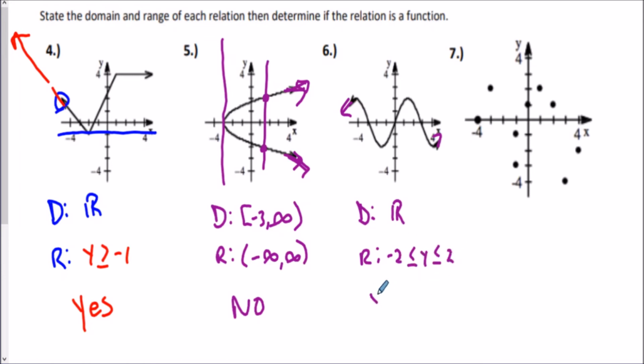This one is a function because there's no spot where I can draw a vertical line and hit the graph twice. Don't worry about problem number 7. This is a discrete function which we did not discuss. You are not responsible for doing a problem like that. Again, with domain and range, make sure you can look at a graph and determine the domain and range, and that you can write it in both notations, inequality and interval.